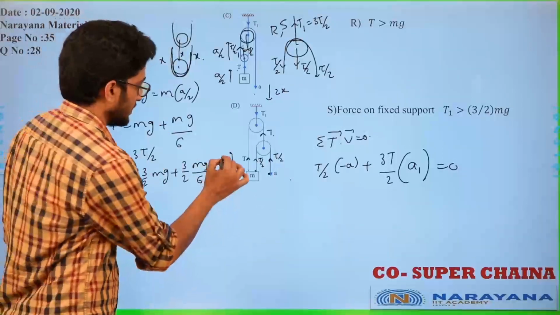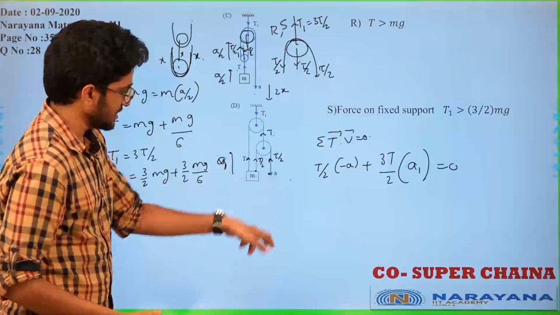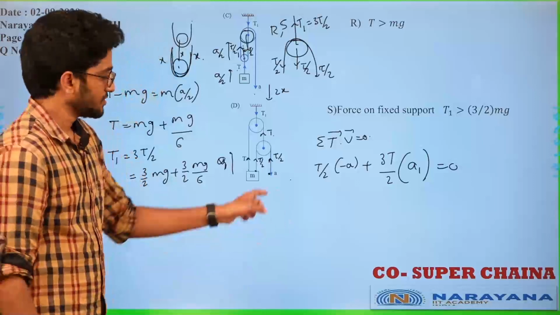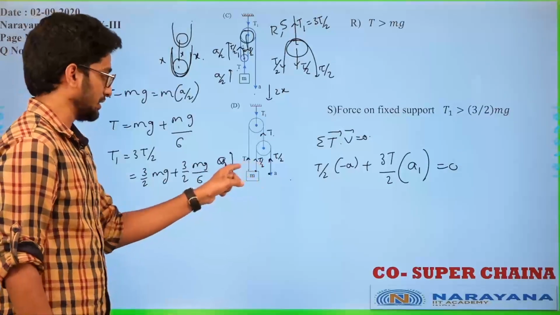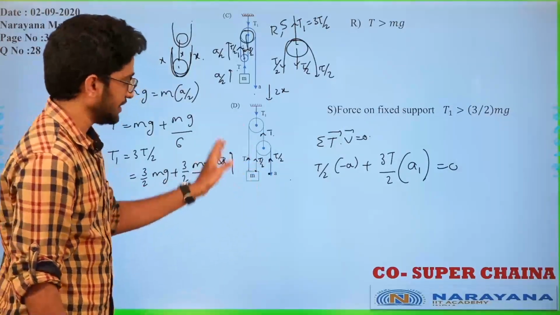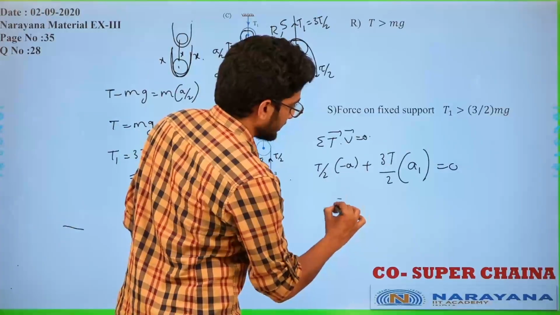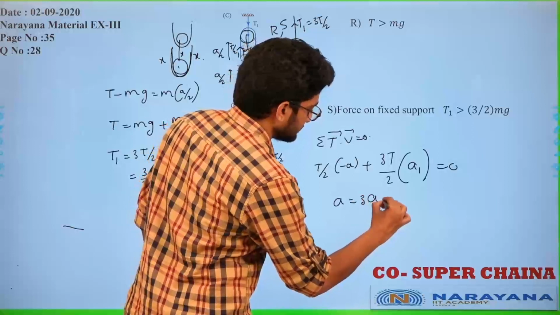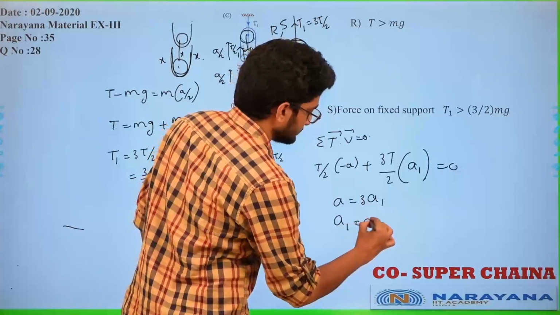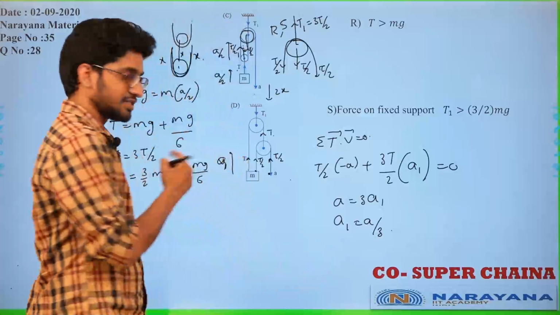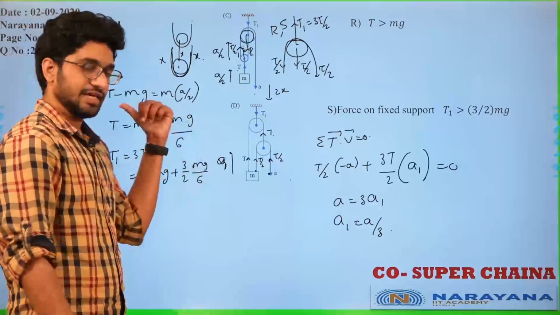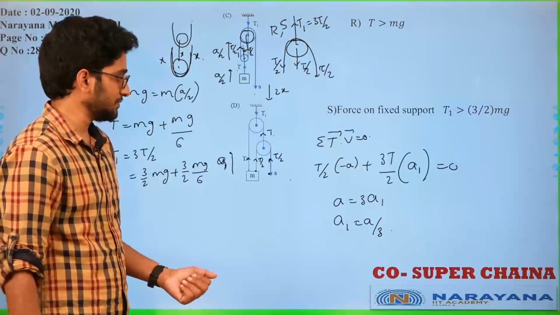Okay. So I take this acceleration as A1, its acceleration is already given as A. So T by 2 into A, and here the total tension acting is 3T by 2, so 3T by 2 into A1. So what do I get here? I get A is equal to 3A1, or A1 is A by 3. So the acceleration of this block is just A by 3, again less than A. So the first two options are applicable.